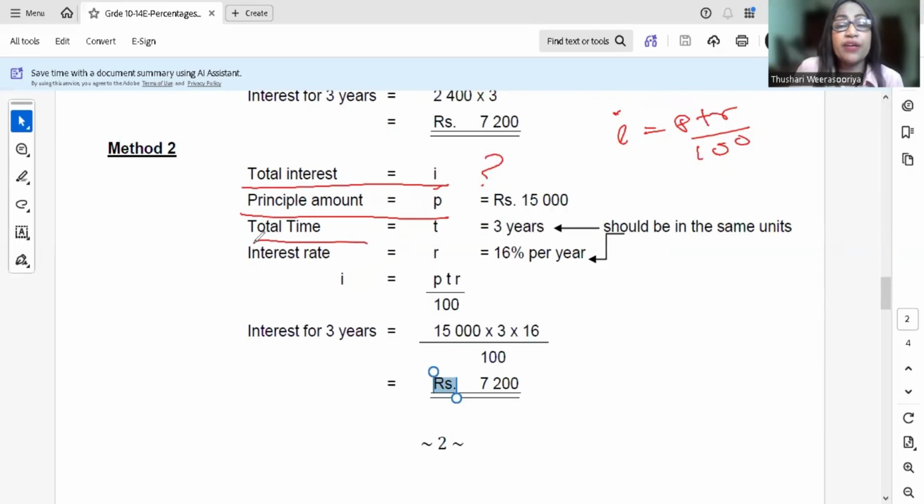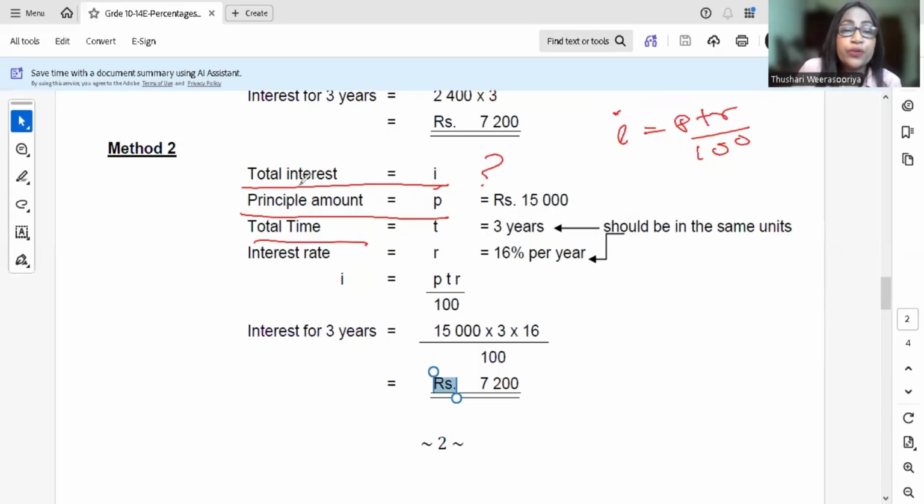15,000. What is the time? 3 years. What is the interest rate? 16%. R is 16%. Right? These should be in the same units. That means if time is in years, the rate is also per year, per annum. If it is in months, this should be in months. When you do the sums, you can identify how it comes.